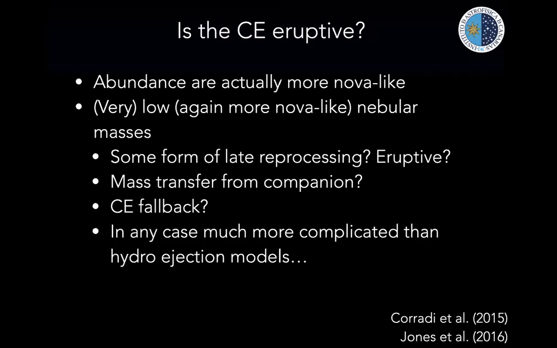And this means that the abundances of this very last ejection, the internal ejection, are metal enriched, be it by some form of reprocessing or eruption. Could we explain this by a fallback of the common envelope because it's not totally unbound, or by a mass transfer from the companion backwards?